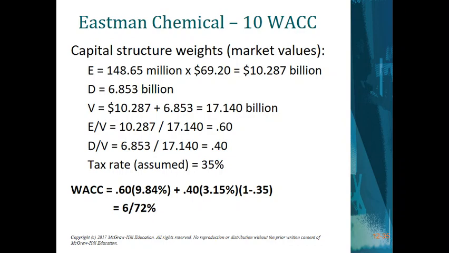Here, the tax rate is assumed to be 35%, and so to figure out the WACC of Eastman Chemical, you take the 60%, multiply that times the 9.84% that you've determined is the required return for equity, and add that to the 40% times 3.15% times 1 minus 35%, your tax rate.